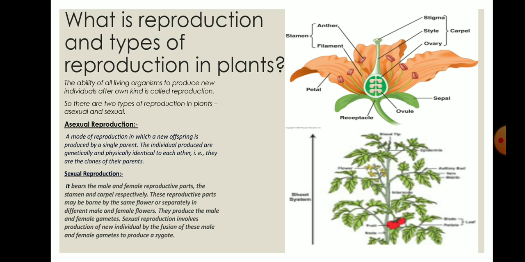Sexual reproduction: it bears the male and female reproductive parts, the stamen and carpel, respectively. These reproductive parts may be borne by the same flower or separately in different male and female flowers. They produce the male and female gametes. Sexual reproduction involves production of a new individual by the fusion of these male and female gametes to produce a zygote.